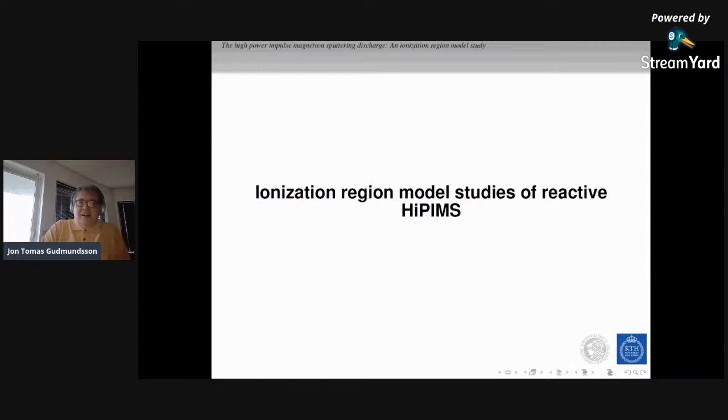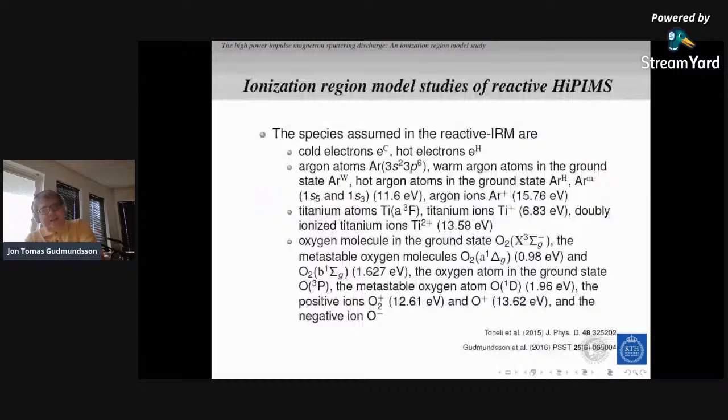So we applied the ionization region model. This required that we had the earlier non-reactive model, which we see here. And now we added oxygen to the discharge model. We had recently published a revised oxygen model. And from the results of this model, we took the most important reactions and plugged them into the IRM.